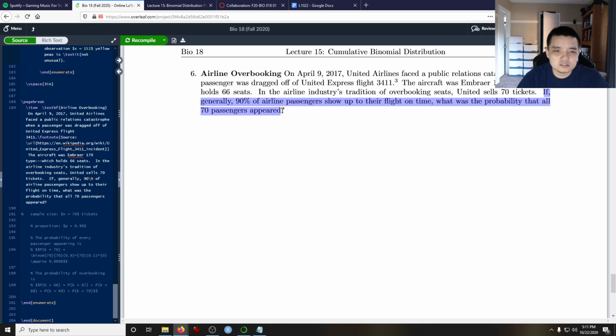If, generally speaking, 90% of airline passengers show up to their flight on time, what is the probability that all 70 passengers appeared?